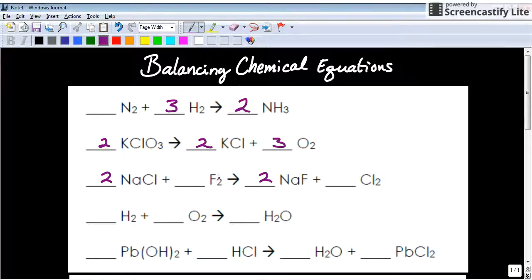Okay, the other thing to keep in mind, if anything is by itself like this, then you want to leave that to last as well, because you can always adjust that to be whatever you want it to be without really affecting anything else. But in this case, we're all set. 2 is a coefficient in front, making 2 fluorines, and we've got that on the reactant side already. So that's a third example for you.